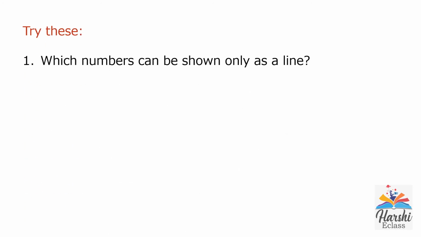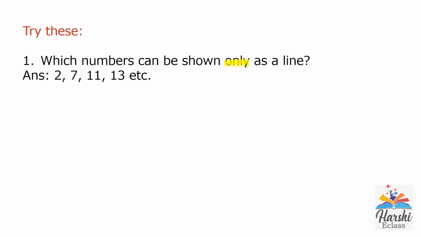Next, try these questions given in the textbook. In that first one, which numbers can be shown only as a line? Here the question is, we can arrange all the whole numbers in the form of a line except 0 and 1. But the numbers which can be shown only as a line are 2, 7, 11, 13, etc. These numbers we can arrange in the form of line only.